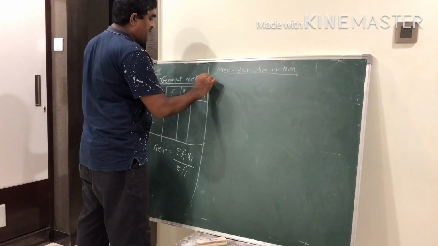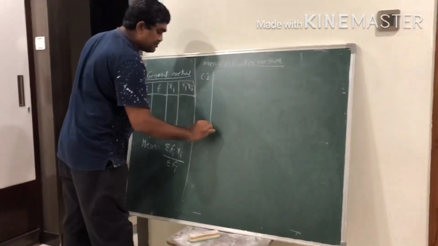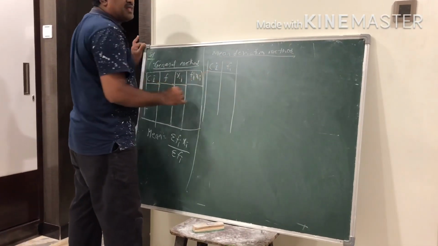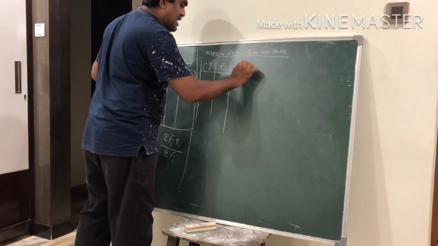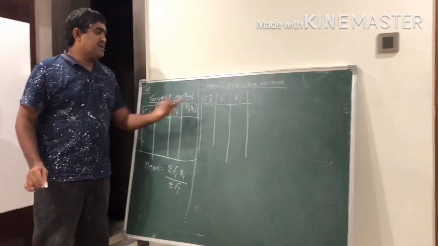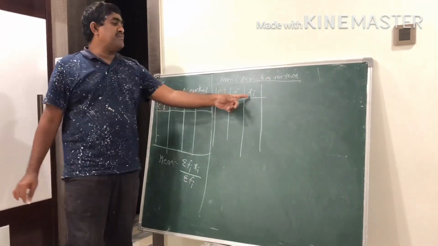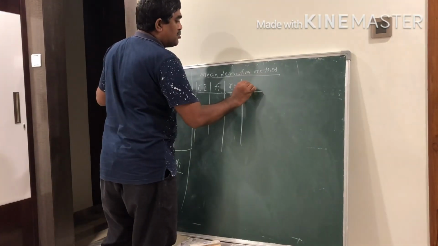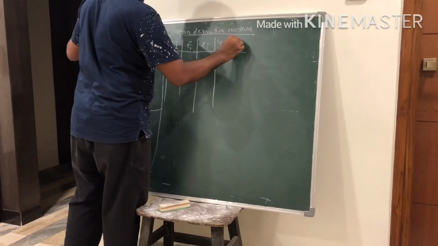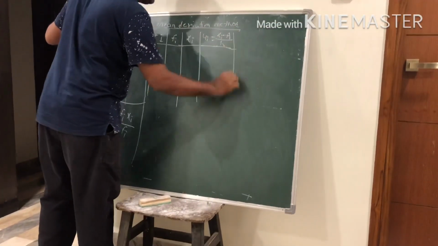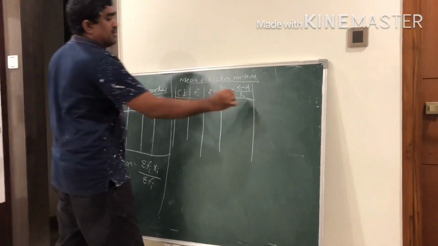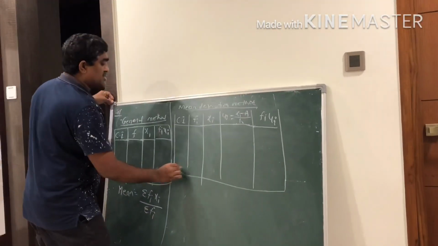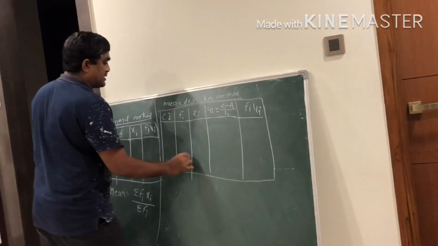Mean deviation method. For this table: class interval, frequency fi, whatever is given. The first one is class interval, the second one is fi. Same like that, xi. Up to here it is the same. Mid value: how will you calculate mid value? Lower boundary plus upper boundary by 2. The next one is mu i, equal to xi minus a by h. Here you added one more, mu i. The next one is fi mu i. This is the table we have to learn by heart.